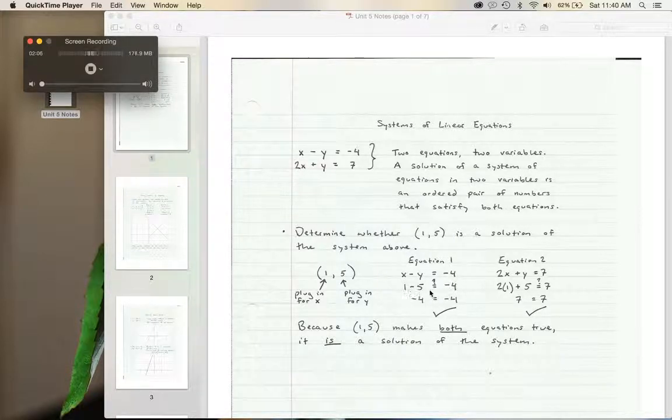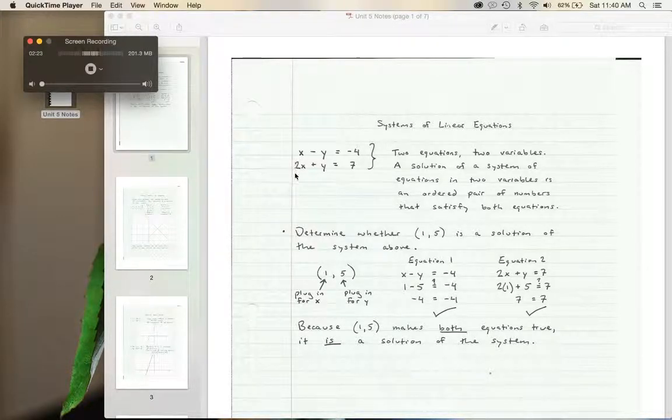Okay, I've tested whether this side equals this side. That's why I have a question mark over this equal sign. Does this side, when I plug in these values, equal this side? And it does, in fact, so I've drawn a check mark. So I know my ordered pair satisfies the first equation.